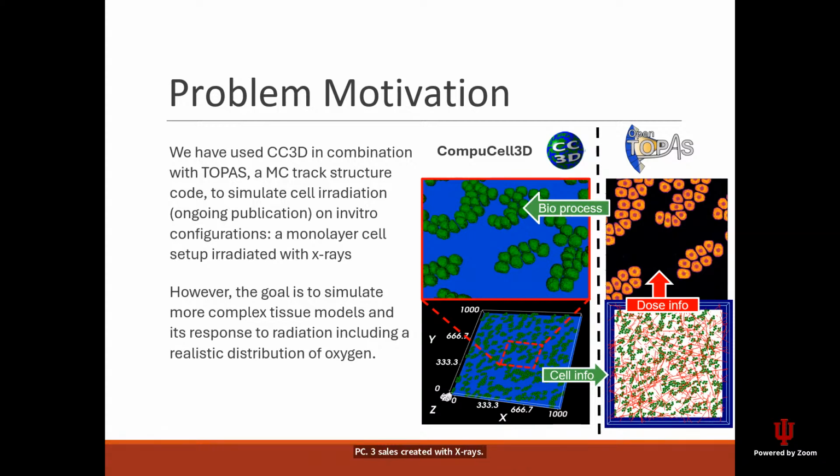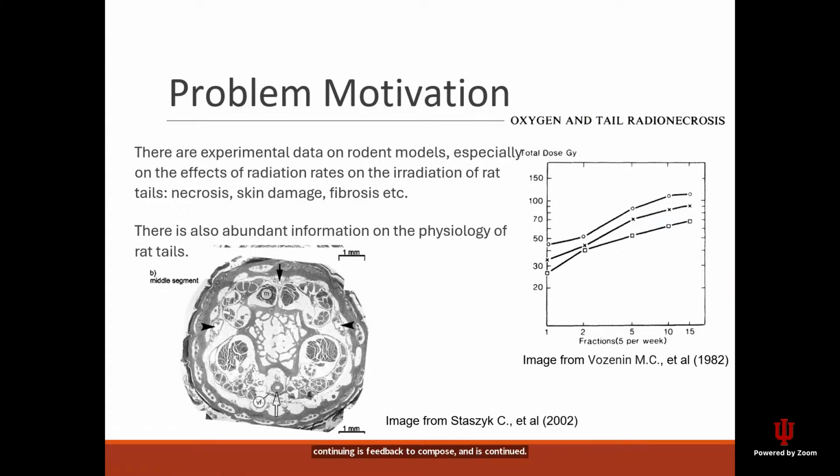However, the goal is to simulate more complex tissue models and their response to radiation, including a realistic distribution of oxygen. So, for example, CompuCell generates the cell distribution. The geometrical information is passed to Topaz, which simulates the irradiation. Dose is calculated, and the biological process continuing is fed back to CompuCell and continued. There is a lot of experimental data on rodent models, especially on the effects of radiation rates on the biological effects on rat tails, which are necrosis, skin damage, fibrosis, etc.